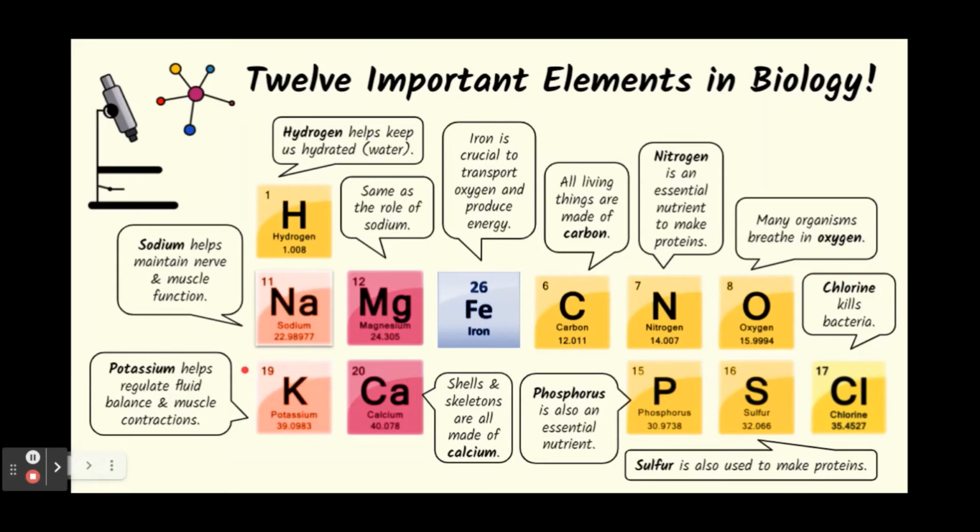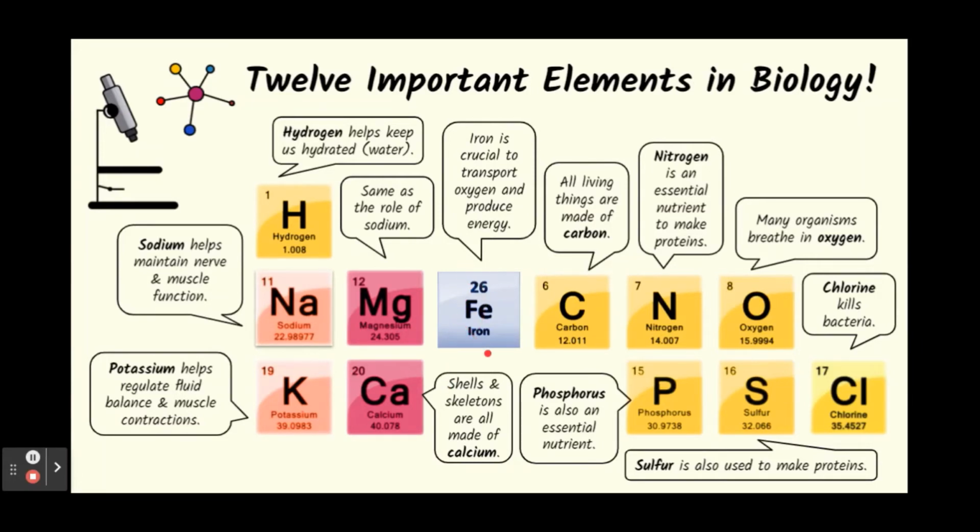And then we have potassium. Potassium helps regulate fluid balance and muscle contractions. When I think of potassium, I always think of bananas, because bananas have a lot of potassium, and it's a very good nutrient for your body. Then we have magnesium. So this plays the same role as sodium, and it helps maintain nerve and muscle function as well. And then calcium. Shells and skeletons are all made of calcium. So it's that hard thing in our bones that helps us stay strong.